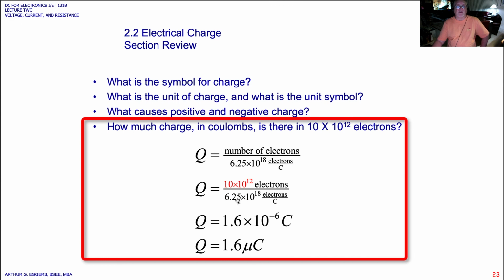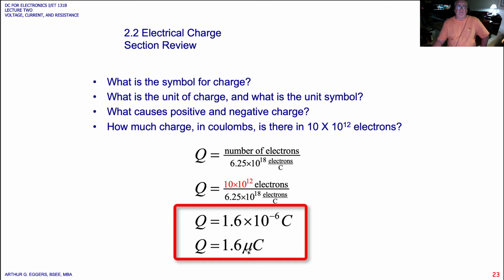Run that through your calculator. You get 1.6 times 10 to the minus 6. Okay, we're going to start using these metric values. 10 to the minus 6 is a micro, so we're going to call it 1.6 microcoulombs. Okay, fairly small number.